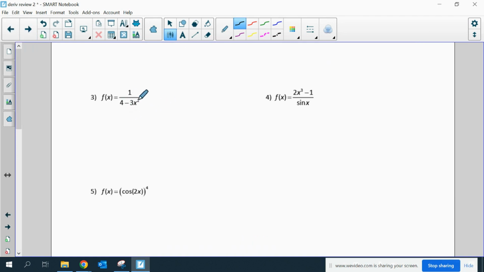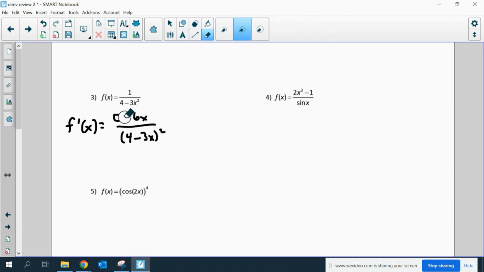Number 3, you could treat this in a couple different ways. You can treat it like a quotient rule. So the derivative of the top is 0 times the bottom. 0 times anything is 0, so it doesn't matter. Minus the derivative of the bottom, which is just negative 6x, times the top. Notice that minus a negative is going to turn into a plus, all over the bottom squared. So if I realize what I have, it's just 6x over the bottom squared.